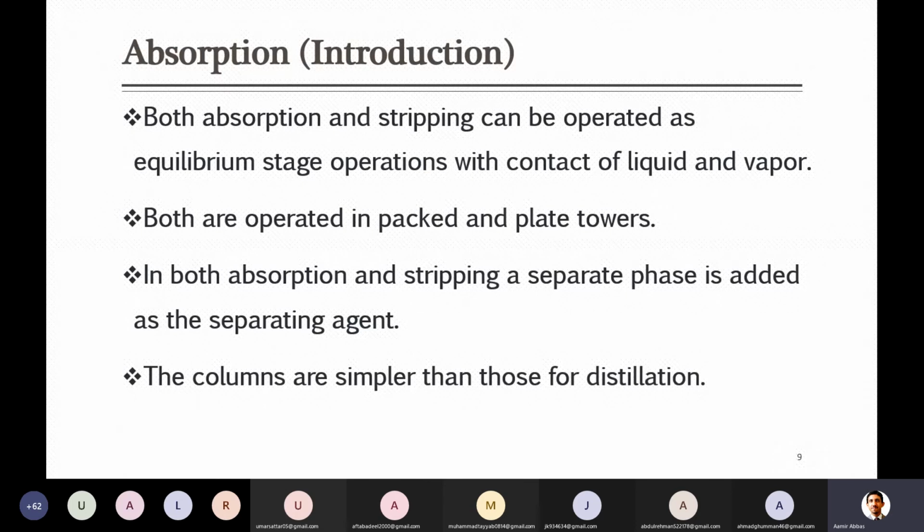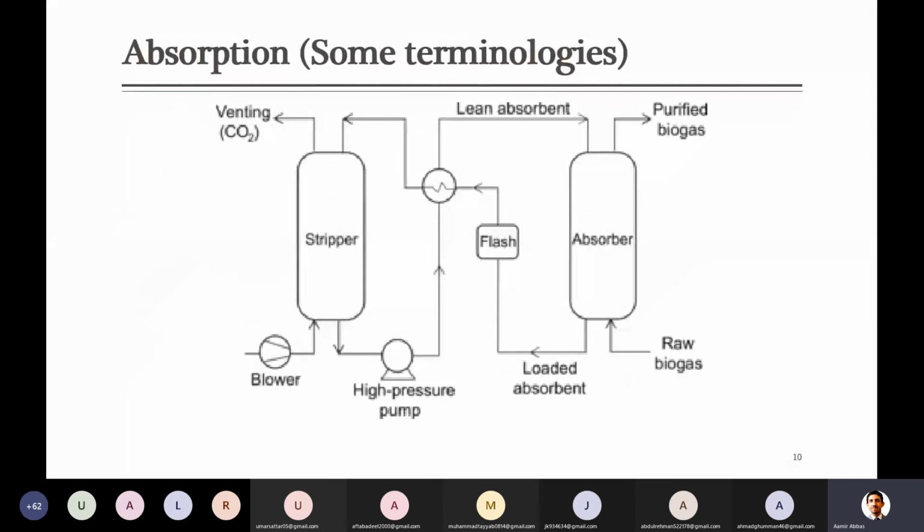At the same time, in some conditions, at the bottom of the regeneration section, which is the stripping section, you can have a reboiler. The purpose there is to provide heat for removing the components from the liquid that we want to get rid of, so that the liquid can be regenerated. But most of the time they are simple columns without a reboiler or condenser, so they are simple compared to the distillation unit.